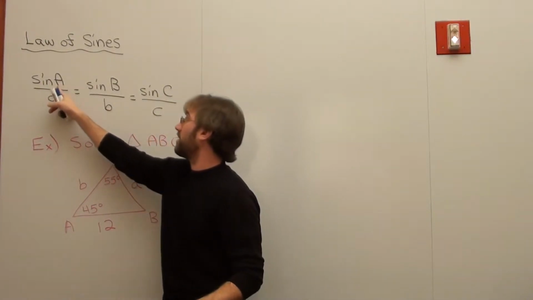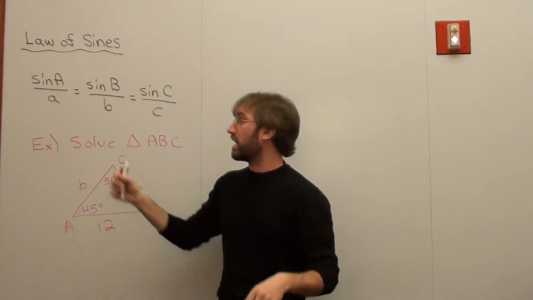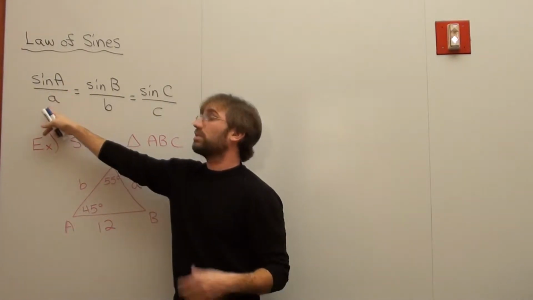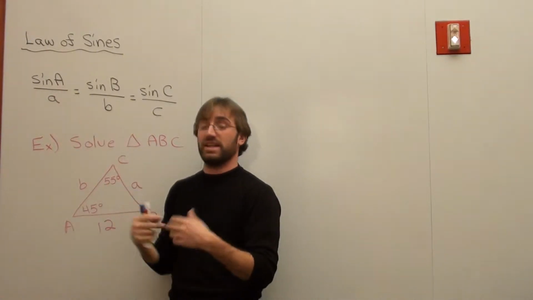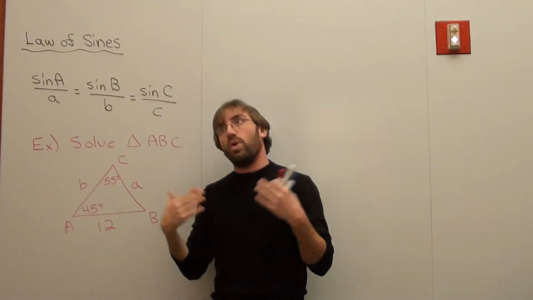Anyways, the big letters, A, B, and C, the capital letters, stand for angles. So it's the sine of an angle over a side. Lowercase stands for sides, uppercase stands for angles. So why do we do this?